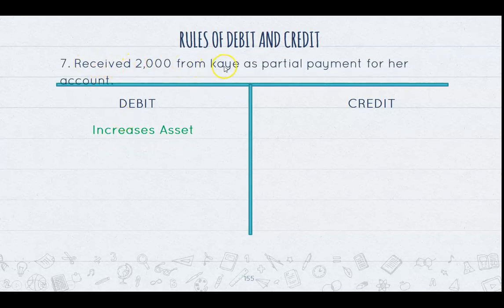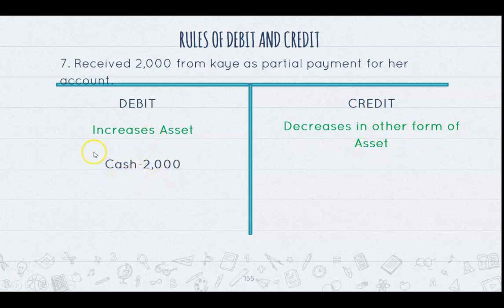Received 2,000 from Kaye as partial payment for her account. Ayan, si Kaye kasi yung may utang sa atin or sa'yo. So, nag-partial payments siya. Ano natanggap nyo? Cash. Okay, receive cash. Okay, increases asset and decreases in other form of asset. Okay, since nakatanggap ka ng cash na 2,000, debit cash 2,000 and credit account receivable. So, nawalan ka ng pautang dahil nga bayad na si Kaye sa'yo ng 2,000 pesos. Okay, so let us now move on to our next transaction.